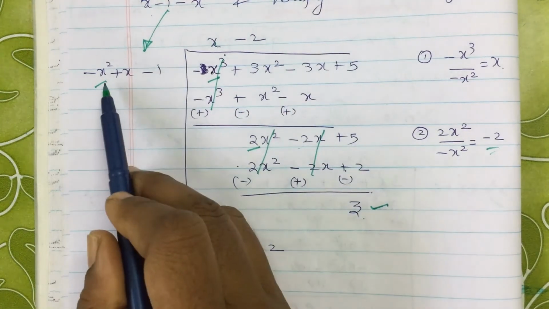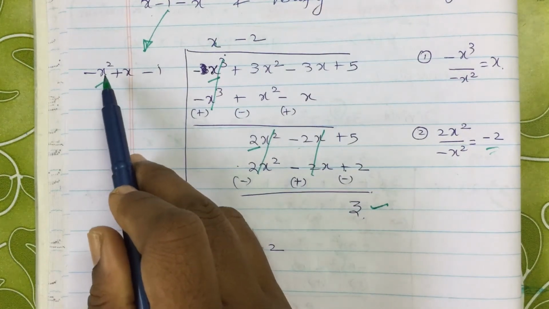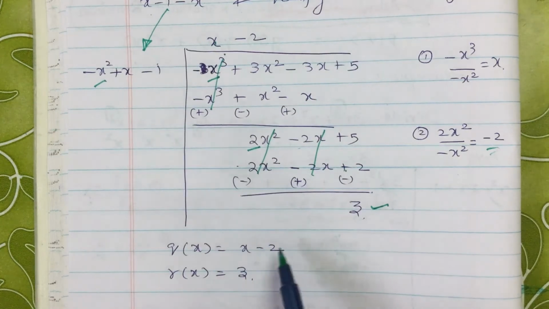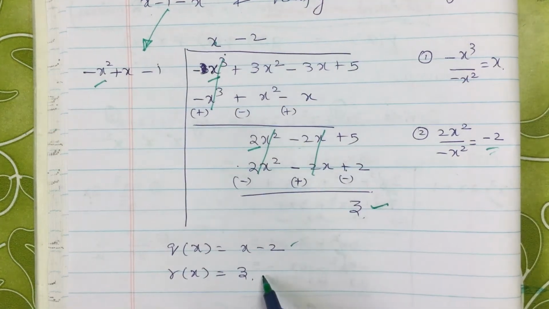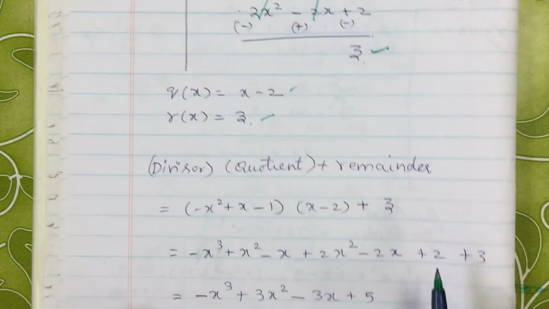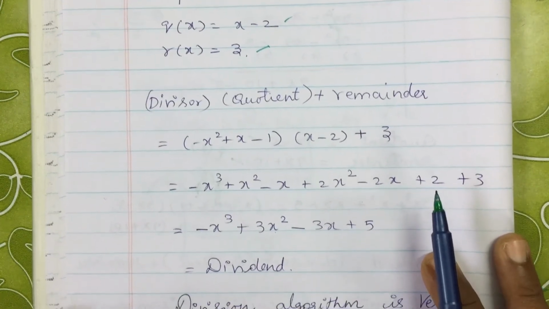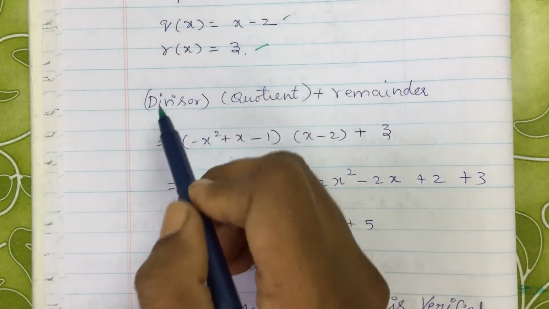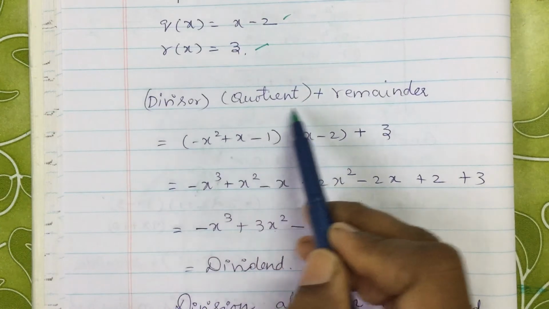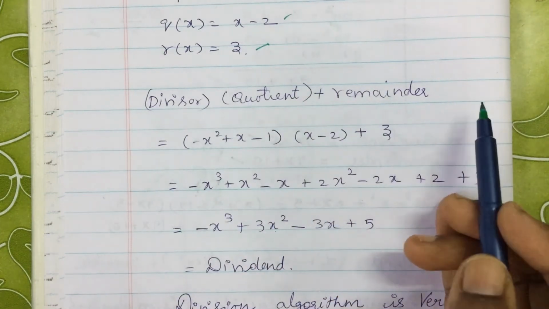it is less than the degree of the divisor, that is x square. Okay, so what is your q of x? It is x minus 2, your r of x is 3. So you are asked to verify the division algorithm. So what does your division algorithm say? It is divisor into quotient plus remainder should be equal to dividend.